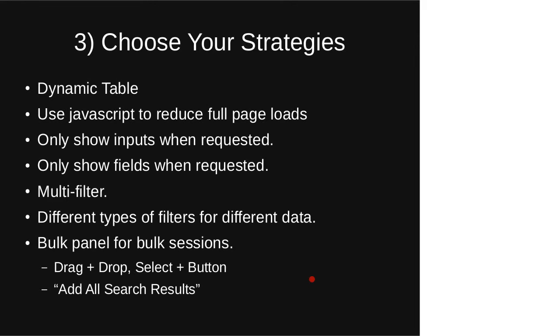Another important button we added was an Add All Search Results button. So when you filter your data to a certain search, you can then add all of those users to this bulk panel and do something with the search as a whole. If you want to select individual users, you can drag and drop them into this bulk panel, or you can click them and then press a button, and then they will be added. So this is the sort of advanced interaction with a simple fallback that I was talking about earlier.